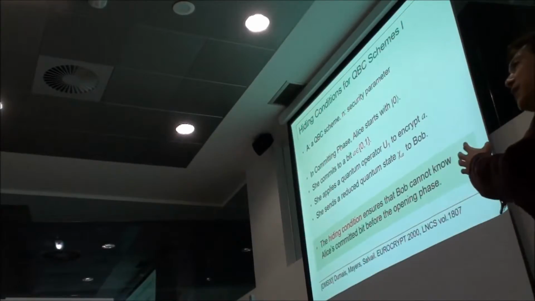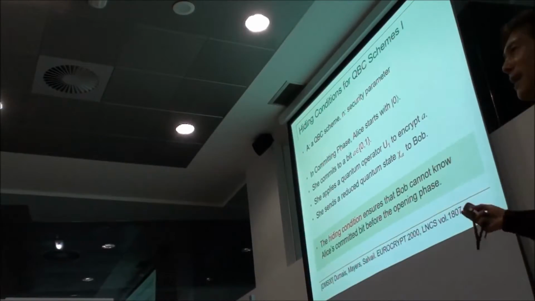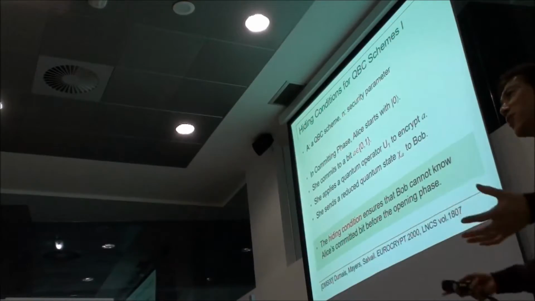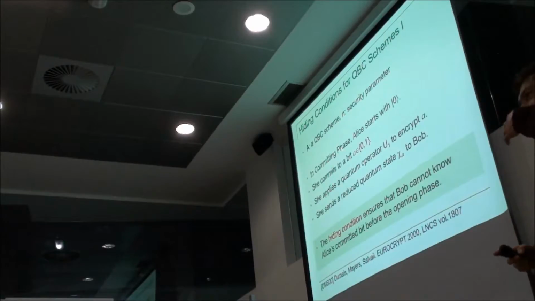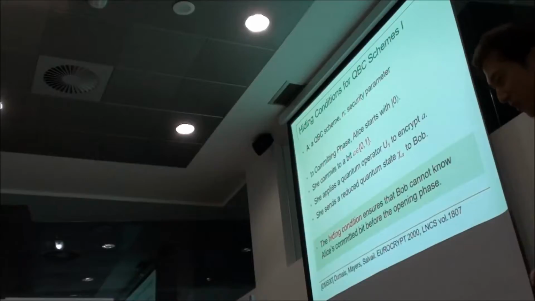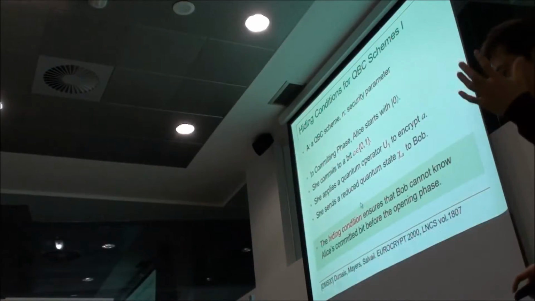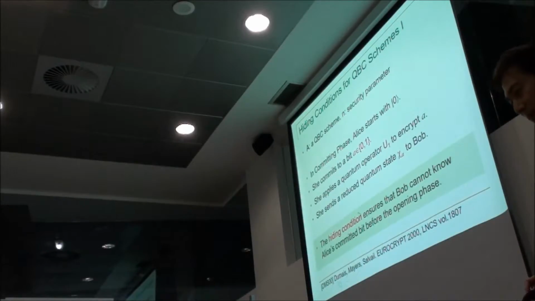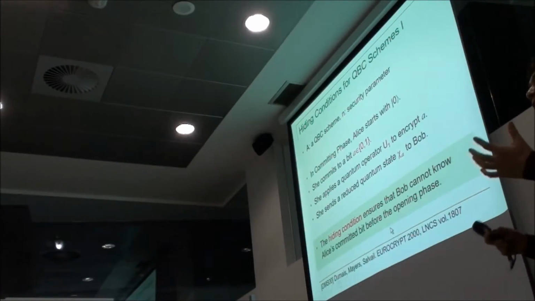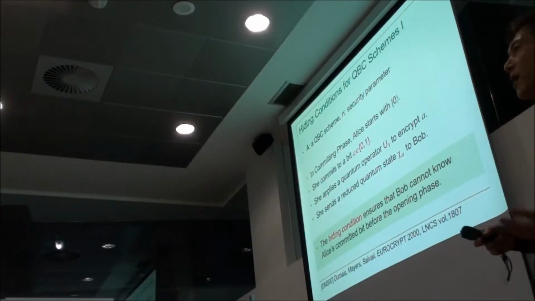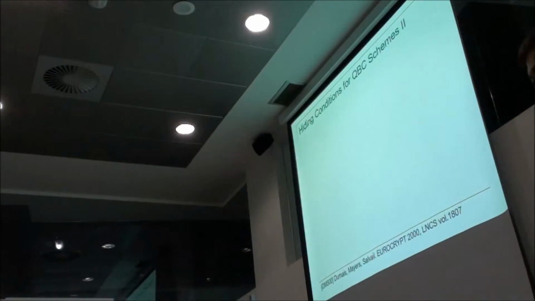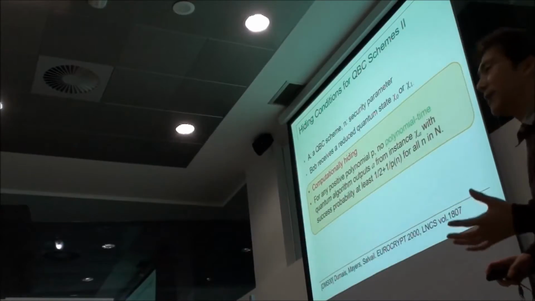If he knows what it is, he could take advantage of knowing it and produce some cheating strategy to get some benefit out of it. But anyway, the hiding condition says that Bob has no knowledge of what he got.